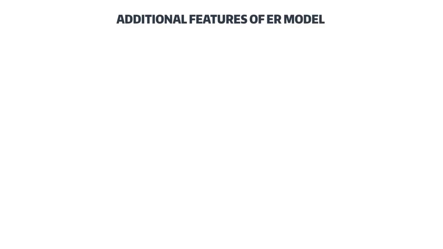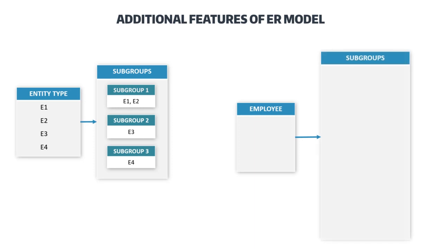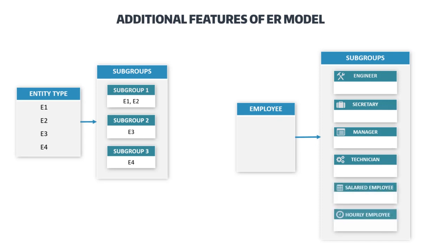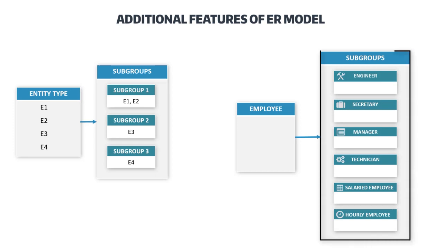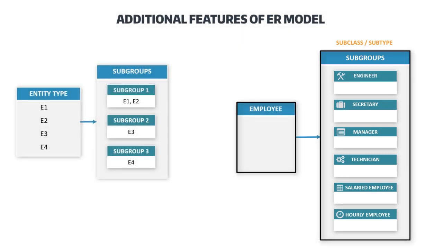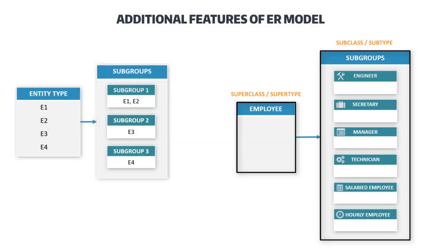In this video we will discuss some of the additional features of ER model. The entities of an entity type E1, E2, E3 and E4 can be divided further into subgroupings or subtypes. For example, the members of the employee entity type can be distinguished further into engineer, secretary, manager, technician, salaried employee, hourly employee, and so on. Every entity that is a member of these subgroupings is also an employee. These subgroupings are called a subclass or subtype of the employee entity type. The employee entity type is called the superclass or supertype for each of these subclasses.